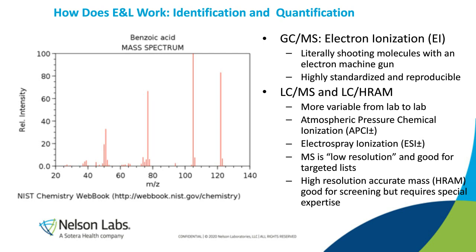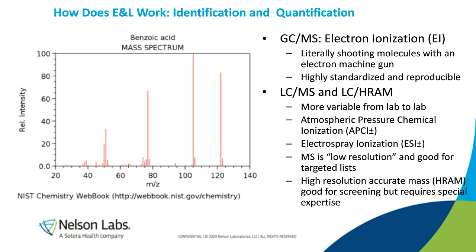For LC-MS and LC high resolution accurate mass, it's a little bit more complicated. The results of this exploding molecules process is more variable depending on experimental conditions and the specific instrument and a whole bunch of other things. So it's really not so easy to make a big public database for LC-MS and LC-HRAM just because it's so parameter dependent. To address this, what labs have done, like Nelson Labs, is, with our own very specific instruments and our set processes, we've been amassing information collected by LC-MS and LC-HRAM that we can use to make these identifications using our own private database.